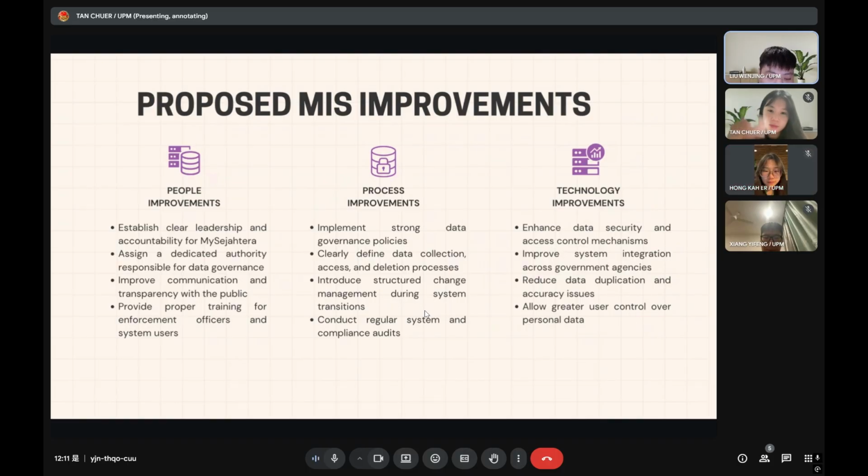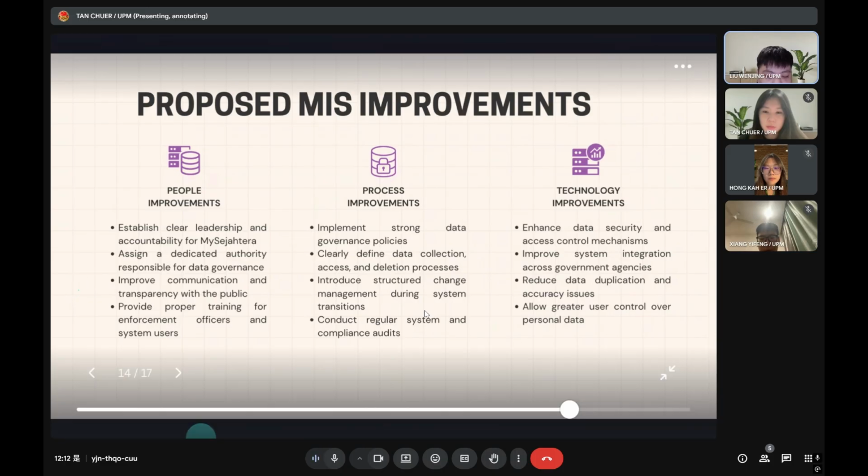Next, for process improvements, strong data governance policies are needed. These policies should clearly define how data is collected, stored, accessed, and deleted. This helps ensure that personal data is handled responsibly. Change management is also important, especially when the system moves from emergency use to long-term use. Having a clear plan during such a transition can reduce confusion and improve system effectiveness. Regular audits can also help monitor complaints and identify problems early.